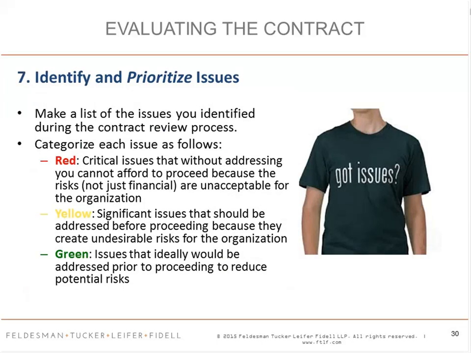Finally, identify and prioritize issues. This step is critical so that you can figure out for yourself what the most important issues are. I think many of you, when you go through the contract checklist in Appendix A, will actually identify a lot of issues when you go through these contracts, but they're not all at the same level of importance. You need to review them and figure out which are the most critical issues that you essentially cannot afford to proceed with because the risks are just too great or unacceptable.